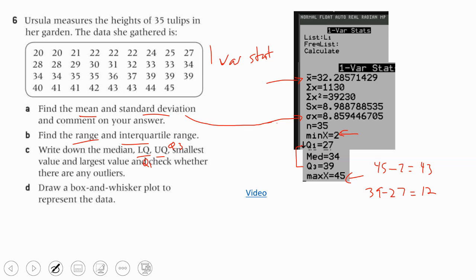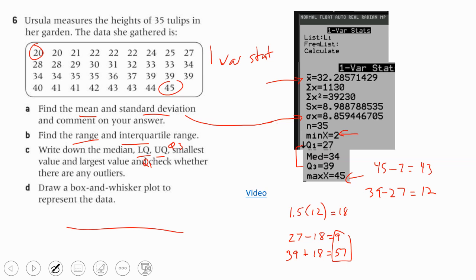It says check whether there are any outliers. Outliers, you take 1.5 times the interquartile range. So that is 18. And you take the lower quartile, which is 27, minus 18, which is 9. The upper quartile, which is 39, plus 18, and that is 57. Anything outside of those values would be an outlier. When you look at your list, the lowest is 20, the biggest is 45. Everything is fine.